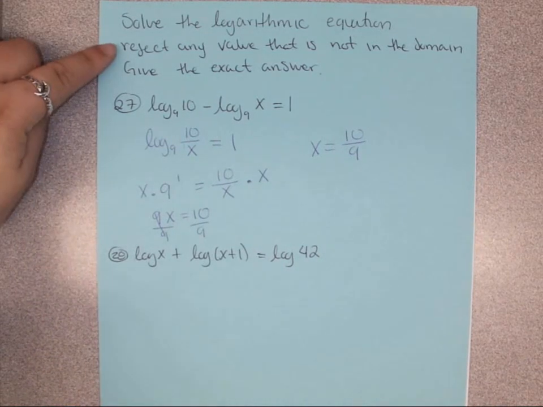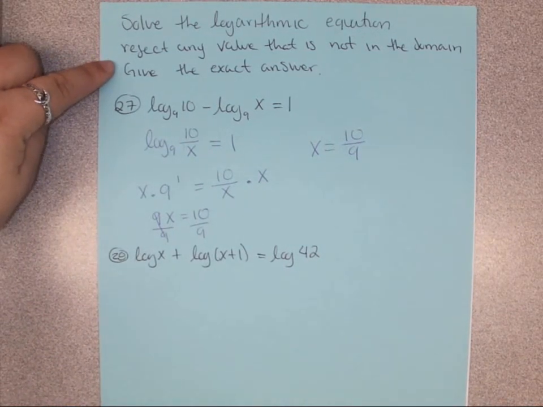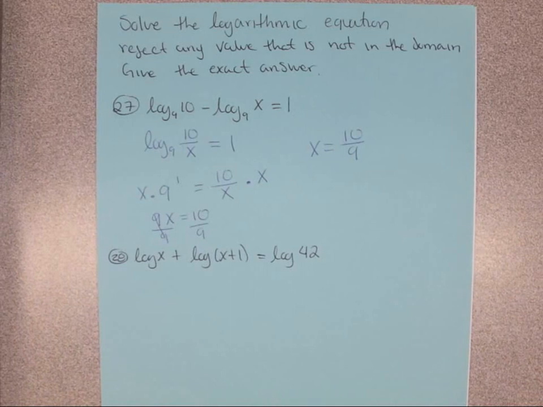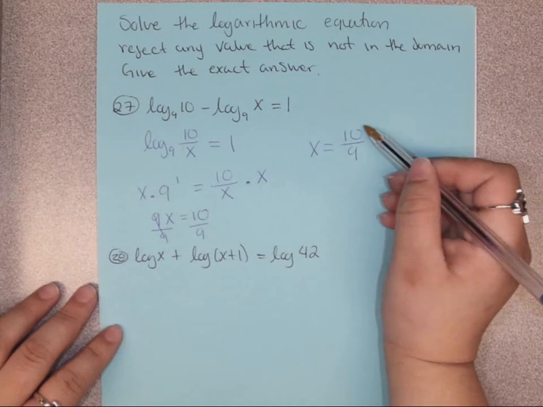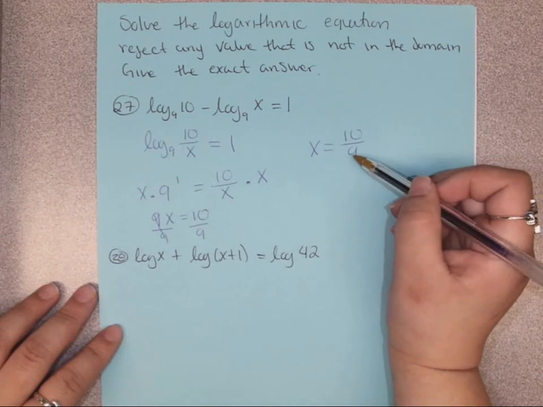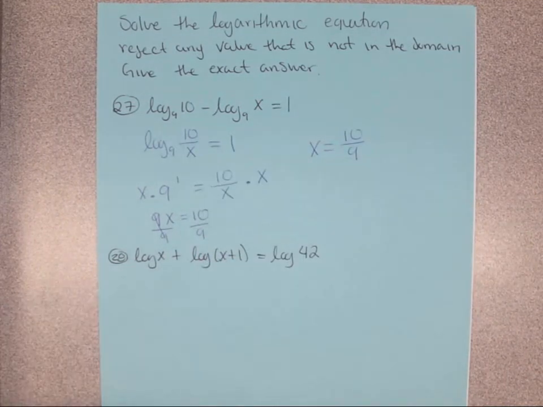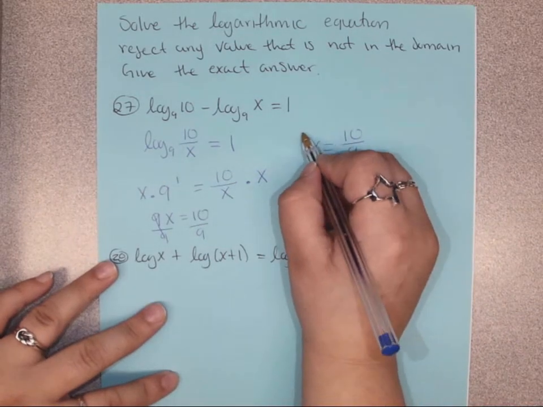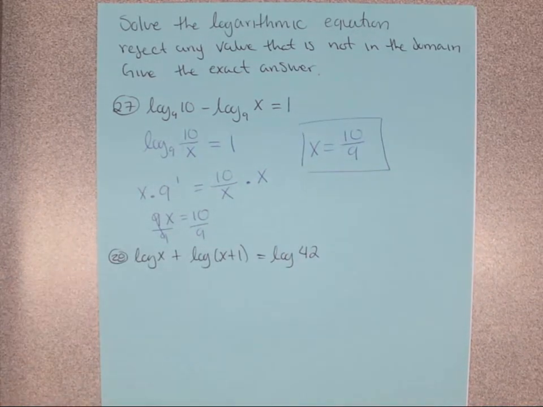So what does it mean to reject any values that are not in the domain? Remember, we're not allowed to take the log of negative numbers. A log of a negative number will give you an error. Therefore, you see here we end up with positive 10 over 9. So if we were to plug this back in here, it's not going to give me logs of anything negative, so I don't have to worry about 10 over 9 not being in the domain.